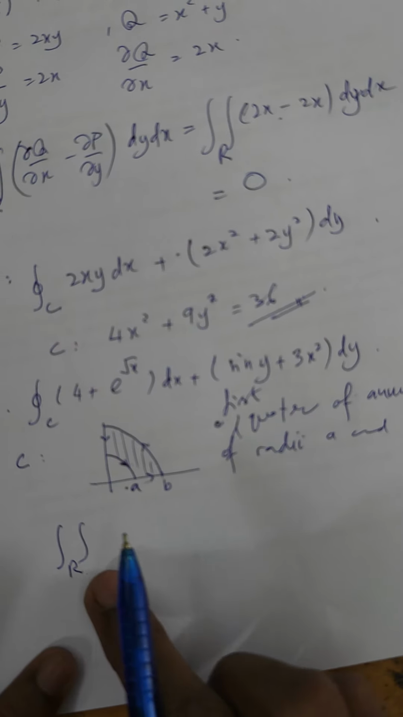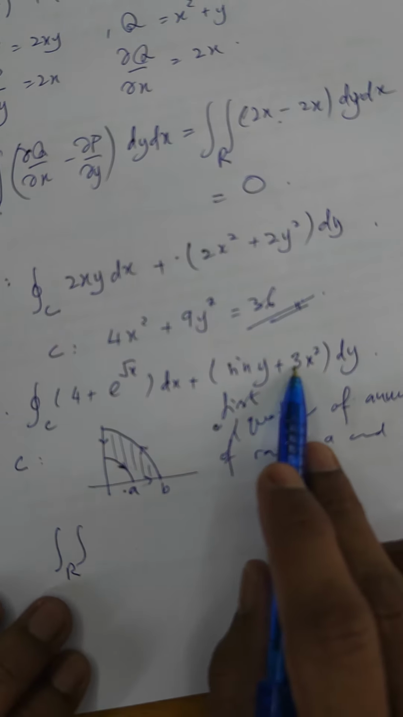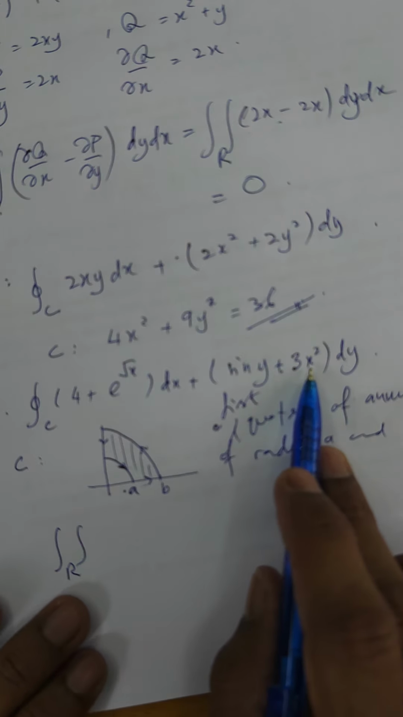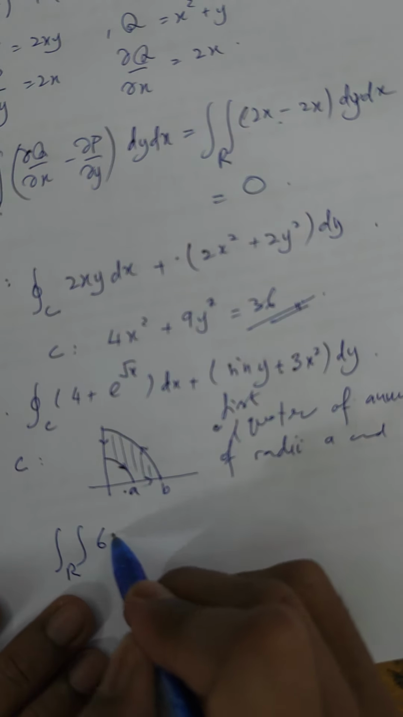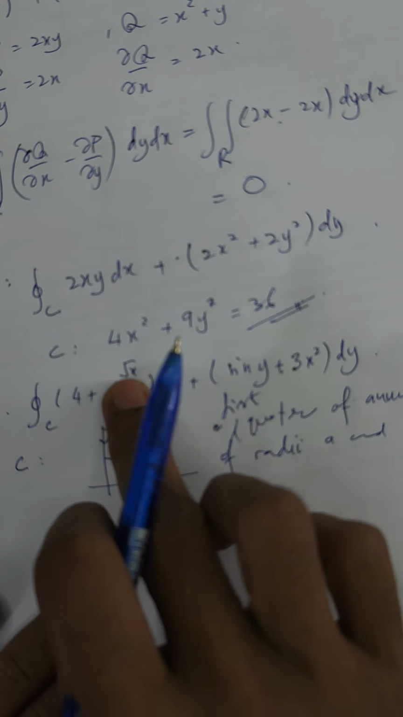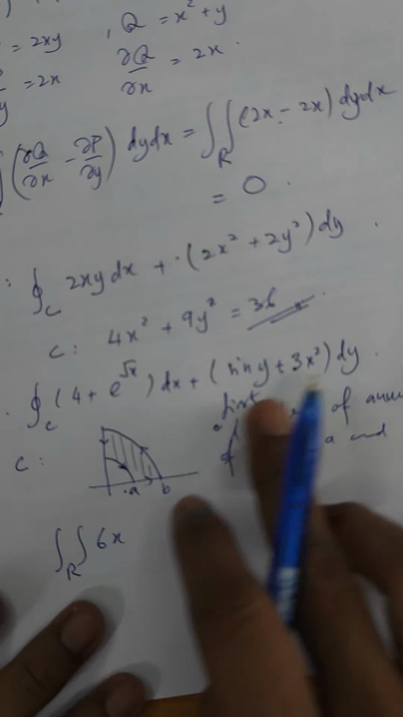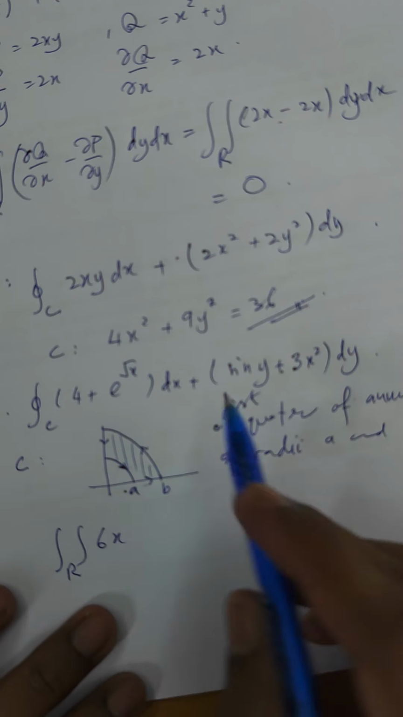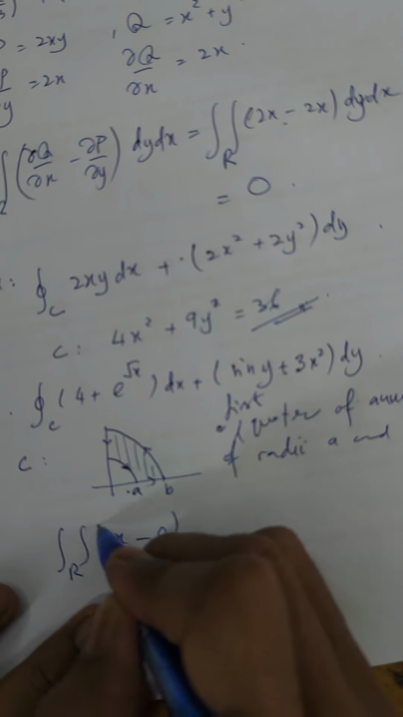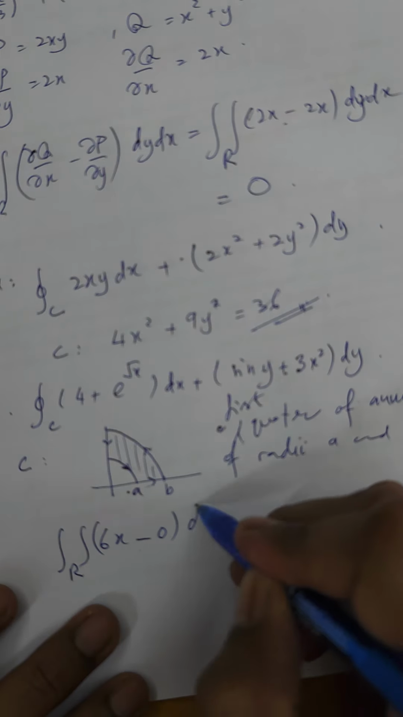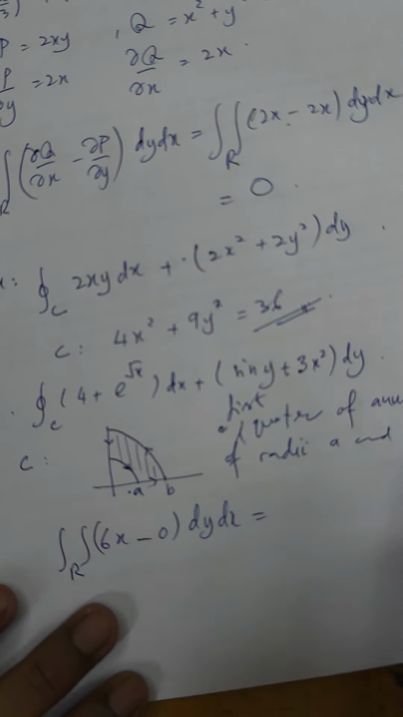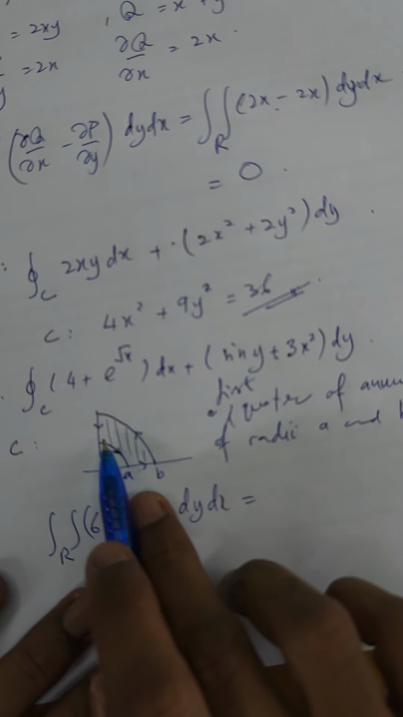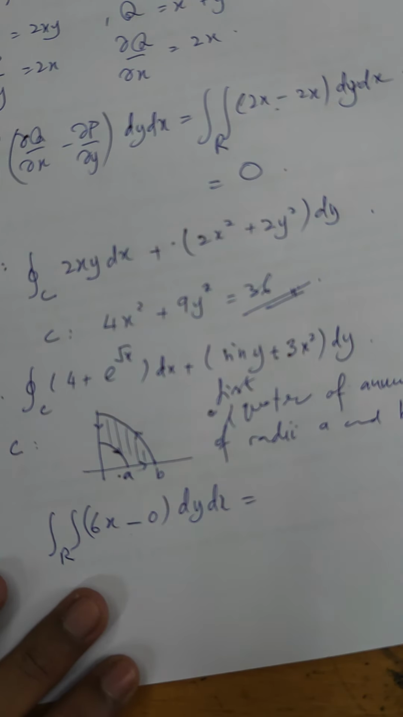Integrate over R. Del Q del x, you get 6x. Don't worry about those sine and square root terms. This is P, you differentiate with respect to y, that gives you 0. So now it's easy. This is dy dx. Remember that this is a quarter of a circle, so you can use polar coordinates.